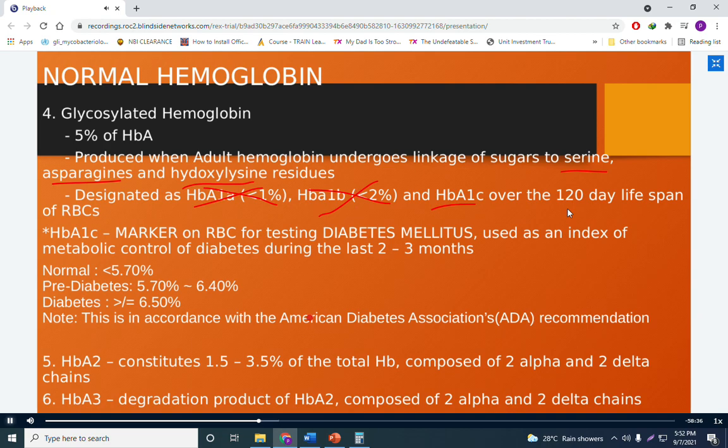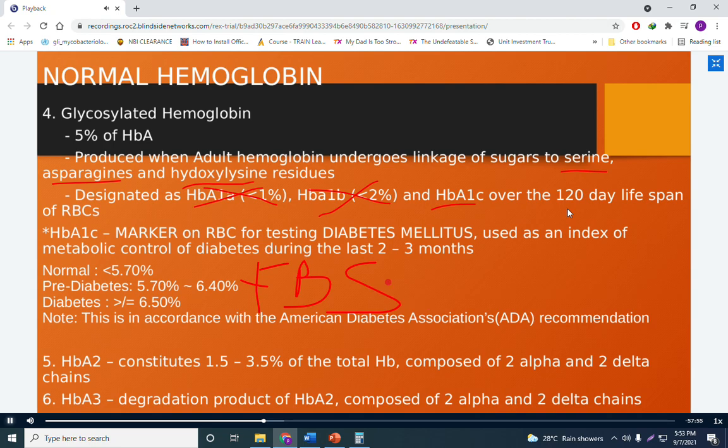Class, sa diabetes mellitus, sino dito may kamag-anak na diabetic? Wala kayong kamag-anak na diabetic. Okay. Let me ask you, to those who have relatives with diabetes, what's the test used to assess diabetes? Ano yung common test sa laboratory, class? Alright, it's your FBS, also known as your fasting blood sugar.